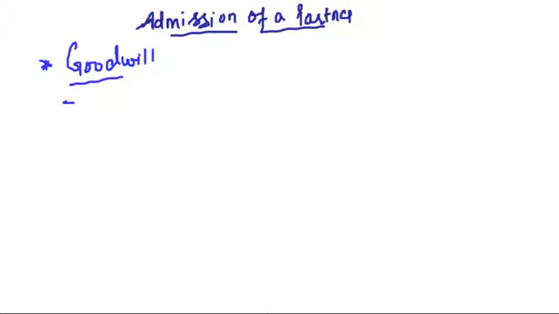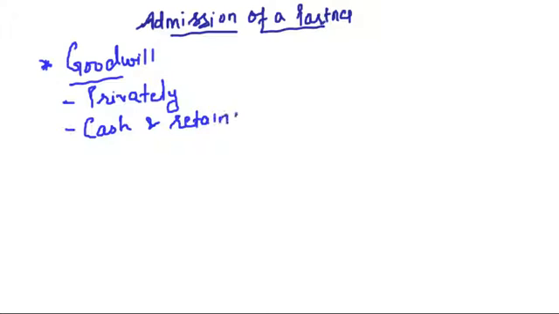In that we discussed two cases. First, that the goodwill is paid privately. I told you if it is paid privately, then we will not record anything in the books. Second is, goodwill is brought in cash by the new partner and it is retained in business, right? And I told you one more thing, that as per Accounting Standard 26, the goodwill is not to be shown in the books in case of admission of a partner. The goodwill will be adjusted through the partner's capital accounts. Clear?